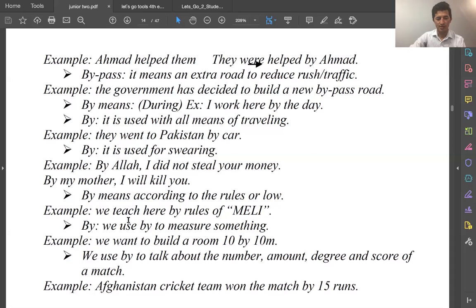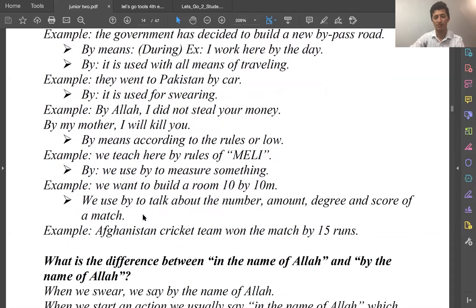And two more uses of by here. By means according to rules or law. We teach here by the rules of MELE, it is the name of the institution. Or you can say, by the rules of the online program, you have to submit your homework every day. So if you're far, it's okay if you don't submit it. I can't punish students. I'm too far.